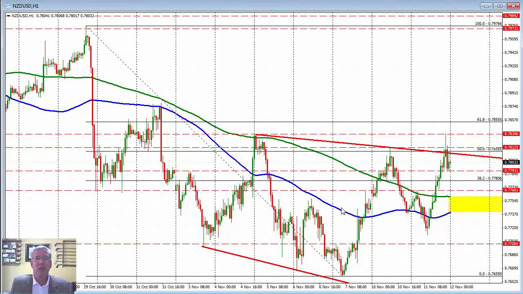The Reserve Bank of New Zealand Financial Stability Report came out. And what it said, amongst other things, was that the currency remained overvalued, but the market's not buying it. The market sold off a little bit, came down to the 77.93 level.